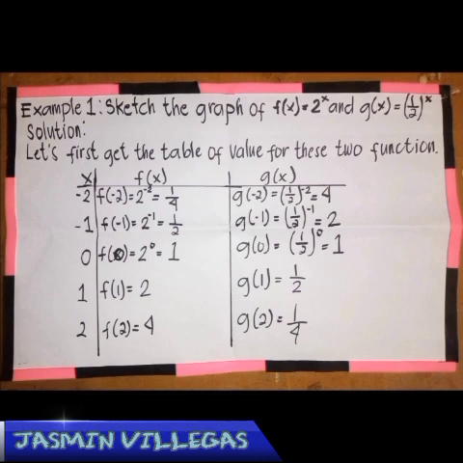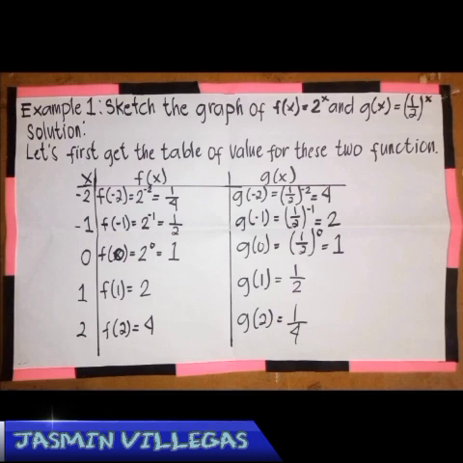So, x is negative 2, and f of negative 2 is equal to 2 raised to negative 2, which equals 1/4. g of negative 2 is equal to 1/2 raised to negative 2, which equals 4. x is negative 1, f of negative 1 is equal to 2 raised to negative 1, which equals 1/2. g of negative 1 is equal to 1/2 raised to negative 1, which is equal to 2.